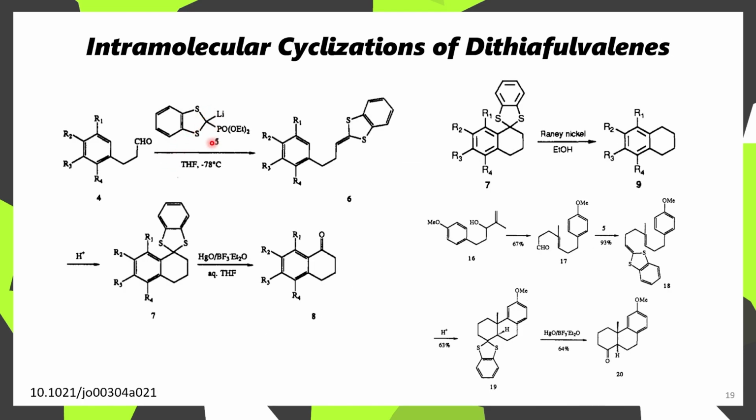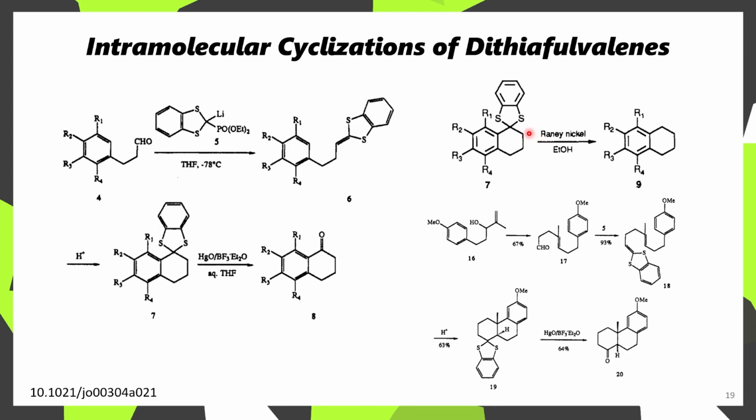So this is an example of a Horner-Wadsworth-Emmons where they've lithiated this either with LDA and BuLi or DBU with lithium chloride, which is a nice modification. Once this dithiafulvene is prepared, all you have to do is treat it with a strong acid, probably something like TFA. This will then make the carbocation, and it can do an intramolecular Friedel-Crafts alkylation. They can then deprotect it to get the corresponding ketone.